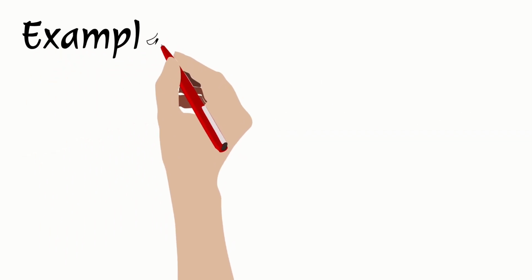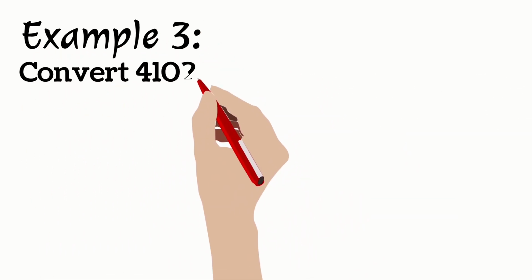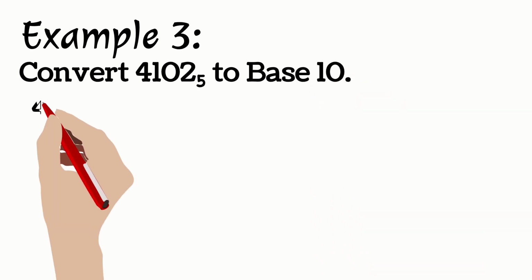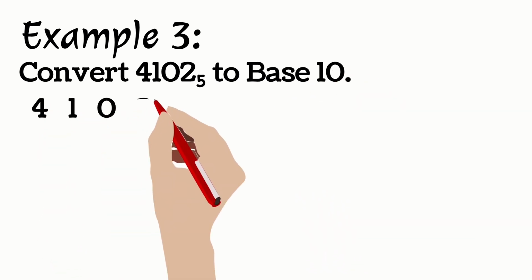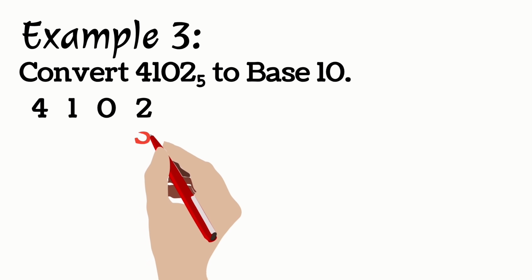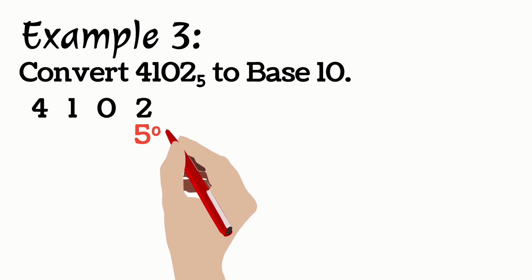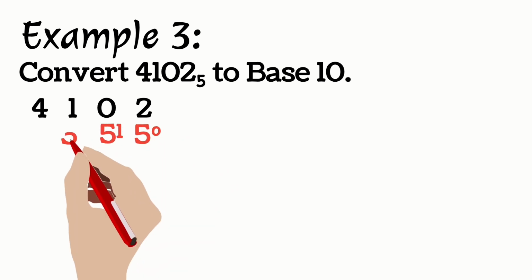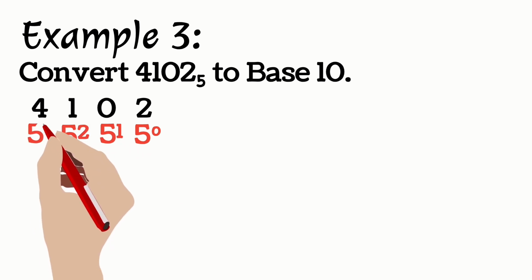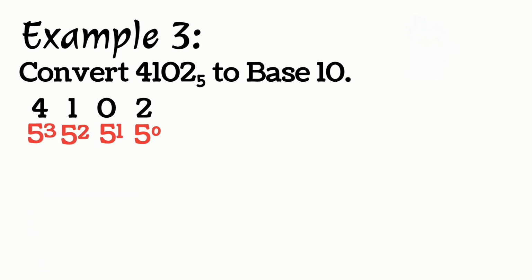Now for the last example, we'll convert 4102 base 5 to base 10. As usual, we write out our powers, which are 5 raised to power 0, 5 raised to power 1, 5 raised to power 2, and 5 raised to power 3. So 5 raised to power 3 gives us 125, which is 5 times 5 times 5. 5 raised to power 2, 5 times 5, gives us 25. 5 raised to power 1 is 5, and 5 raised to power 0 is 1.